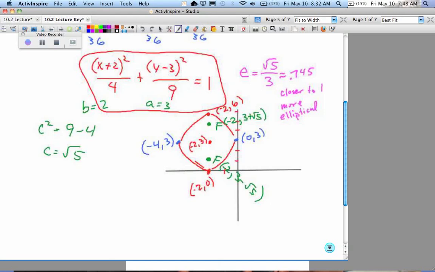The last thing is you find your c value again, subtract big minus small, and you get the square root of 5. I'm going to add that to the y value. So when you look at my focus on top, the x value stays the same because it's all in a line at -2, but then I just said 3 plus the square root of 5. And the bottom one is -2, 3 minus the square root of 5. Off to the side, I showed you eccentricity. You end up getting c over a, so it's 0.745. I would say that's closer to 1 than it is to 0. So we are a little more elliptical or oval than we are circular.